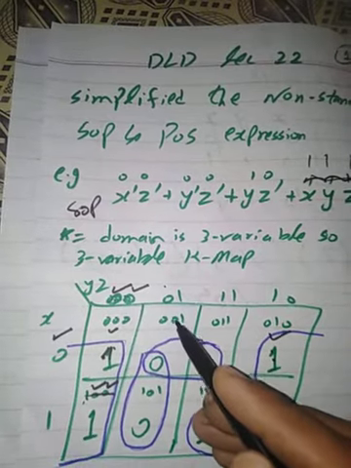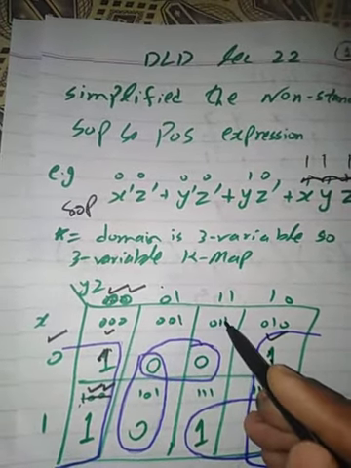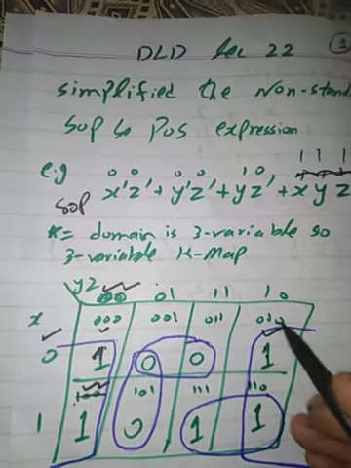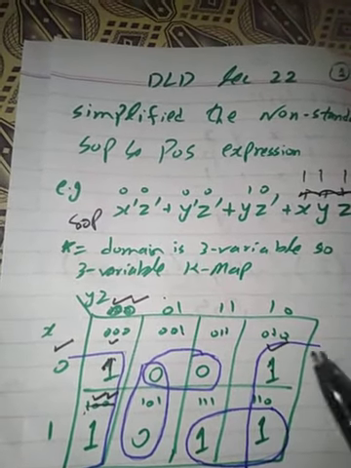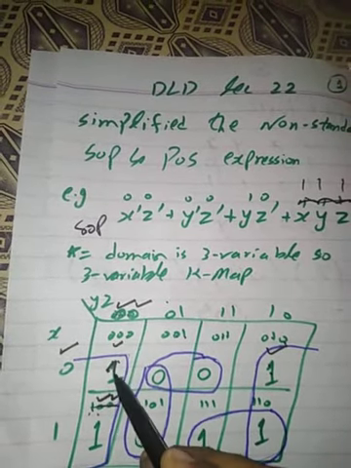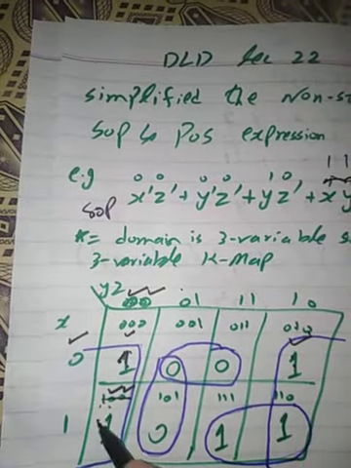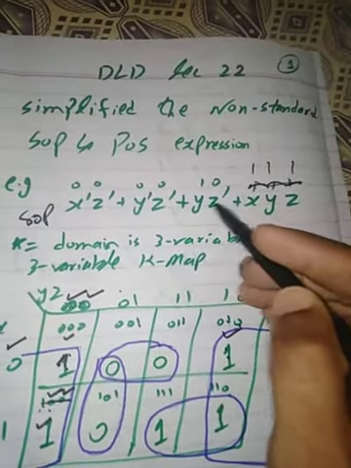Like in this, y is 0 but z is 1. In this position, y is 1, z is 1. In this position, y is 1 but z is complement. So I need to check where y is 0 and z is 0. Y is 0 in this cell and in this cell. So this one was already present, no need to mark again. Now mark 1 here.